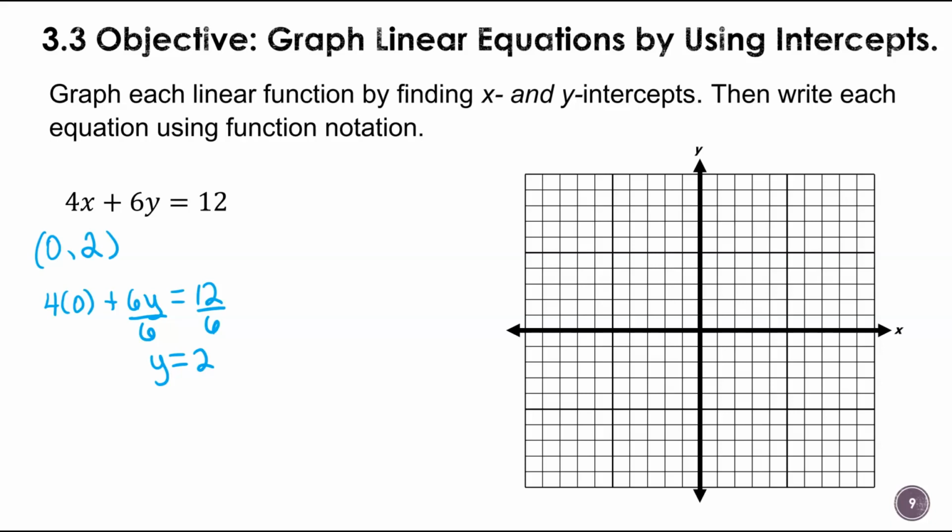And then if I put 0 in for y, I'll get this right in a minute, and solve for x, that will give me the x-intercept. So plus 6 times 0. I'm just dividing by 4 because basically the other term is gone because it's just 0. So x is 3. So I have found my intercepts, right, at (0, 2) and (3, 0).